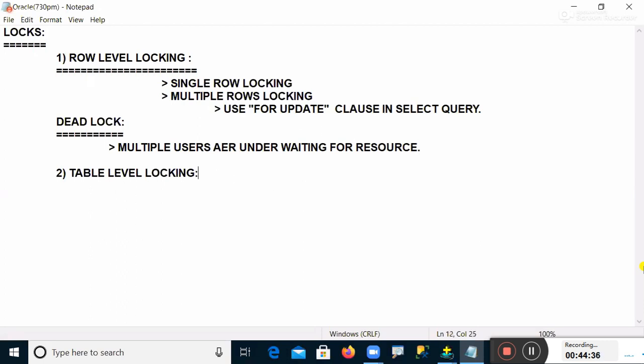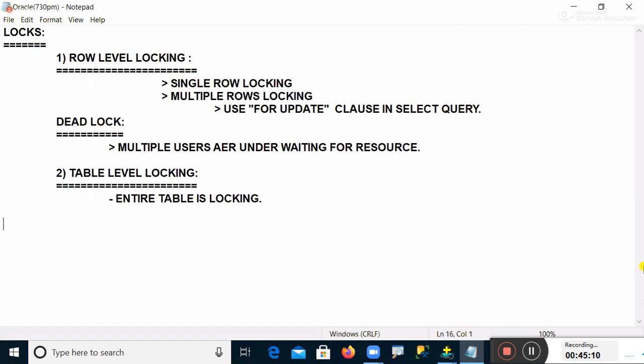And the next one is table level locking. In the previous row level locking, we locked row-wise, either a single row or multiple rows. But table level means the entire table is locked. No matter how many rows are in your table, the complete table is locked. That is called a table level lock.